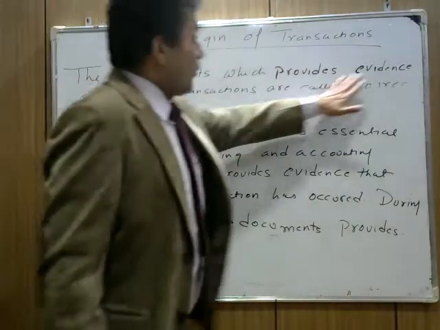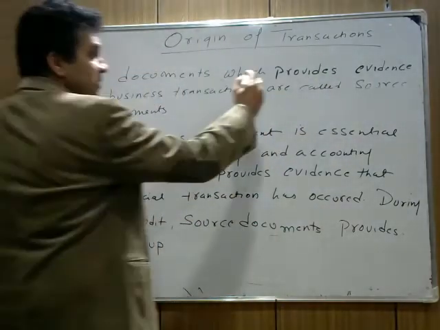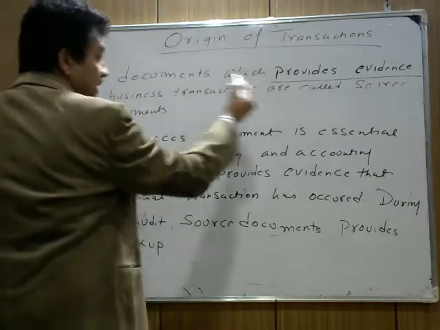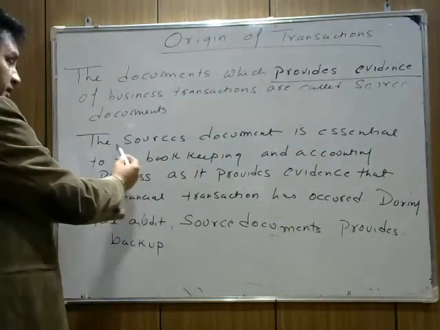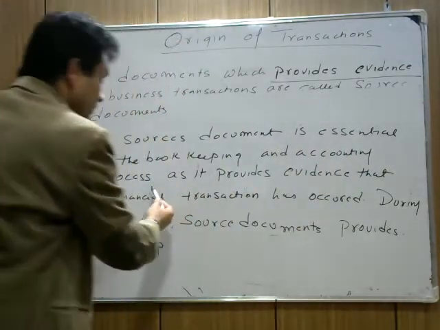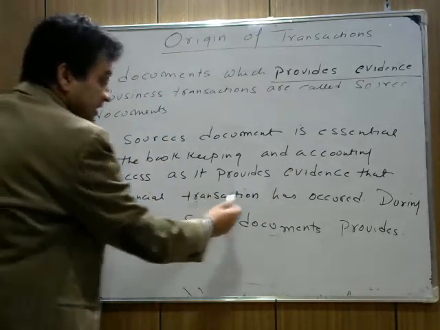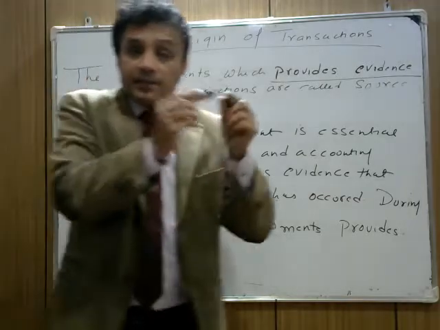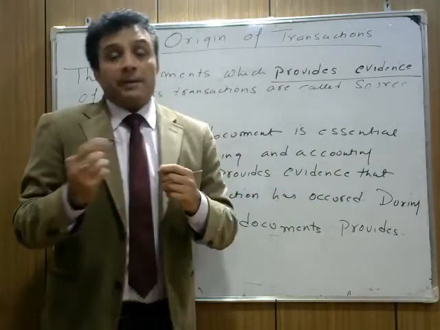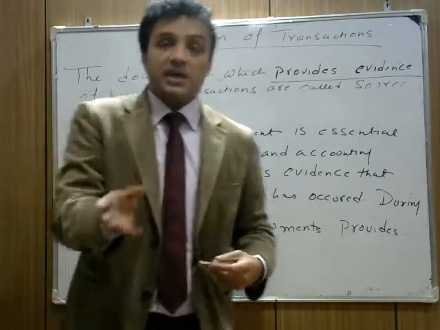So first understand what a document is. The documents which provide evidence of a business transaction are called source documents. The source document is essential to the bookkeeping and accounting process, as it provides evidence that a financial transaction has occurred. Suppose a party forgets, or says that we forgot to record this transaction. We don't know whether this transaction occurred or not.